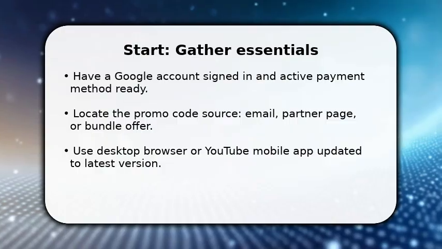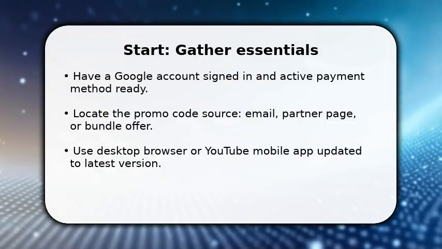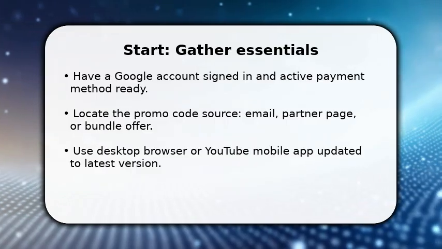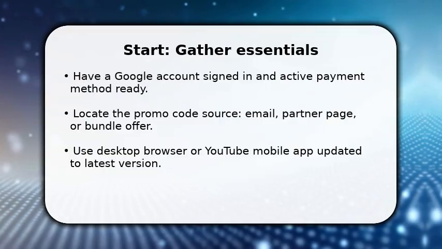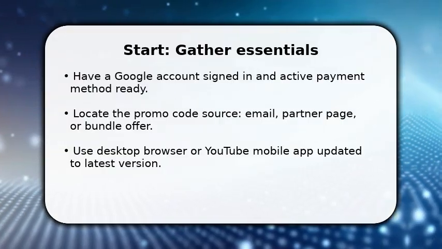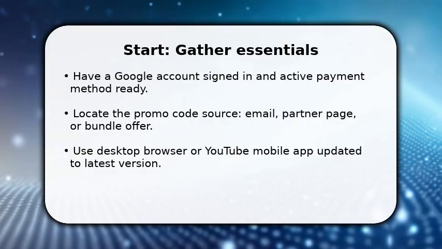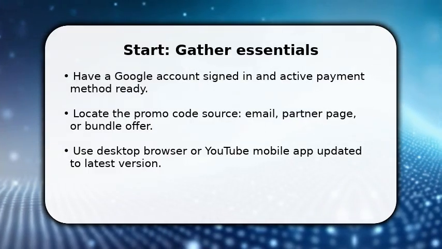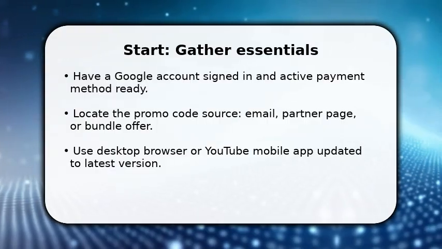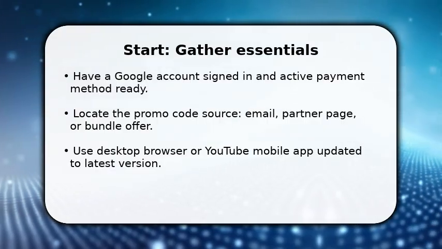Enjoy the video. You're starting with the essentials. Sign into the exact Google account you'll use for YouTube Premium and confirm a valid payment method is attached. Once done, find the promo code from the partner email or offer page and copy it precisely. Codes are case sensitive. Make sure your app or browser is updated so redeem options appear.